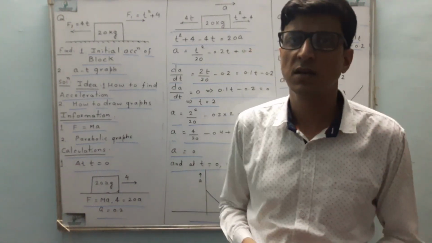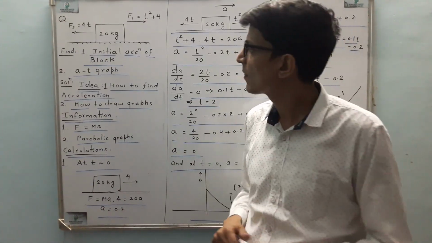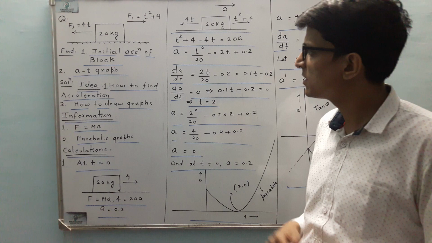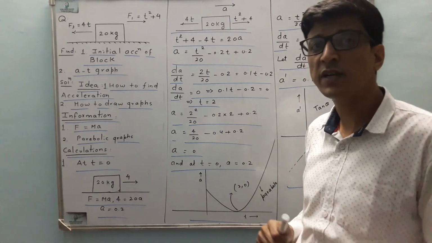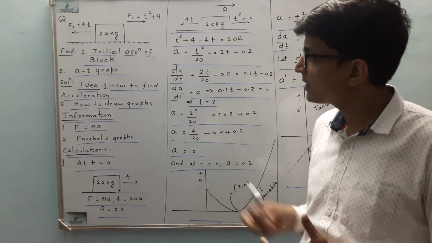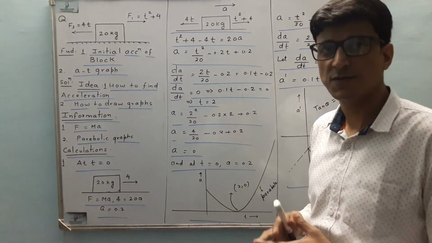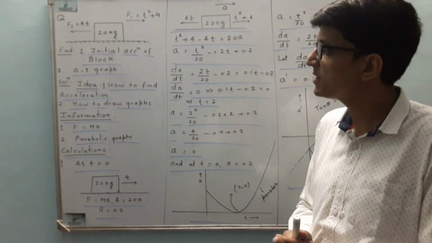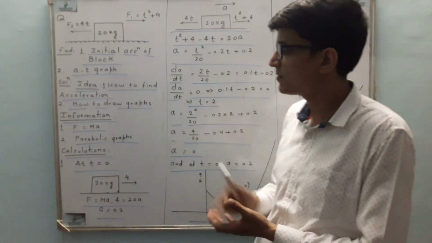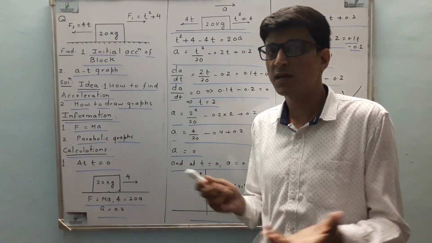Let's think, let's have an idea. So the first idea is how to find acceleration. And the second idea is how to draw the graphs. And the information that we need to use is F is equal to ma and the parabolic graphs.